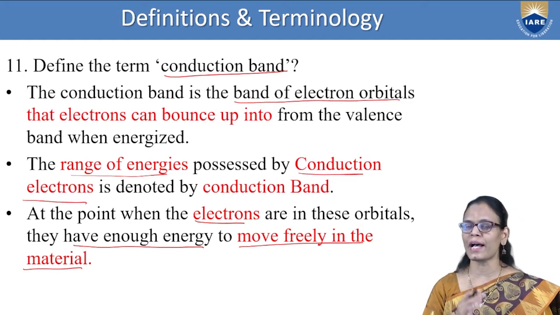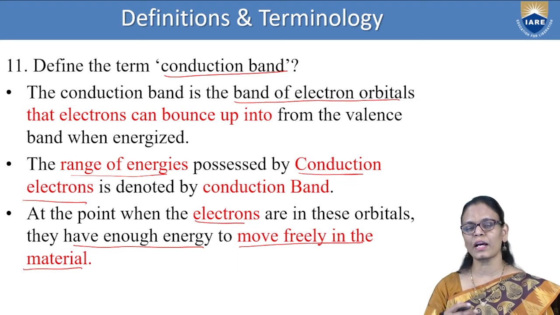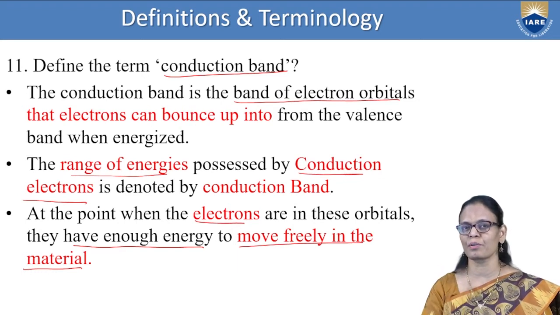So as long as they are in the valence band, they are bound. But when we supply energy and excite them, they become free. So when they are free, they are in the conduction band. When these electrons are in the conduction band, we are calling them conduction electrons.